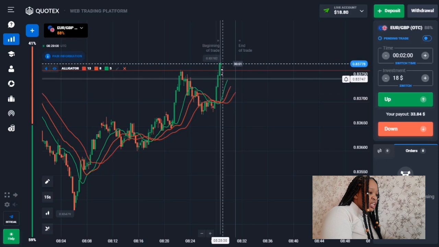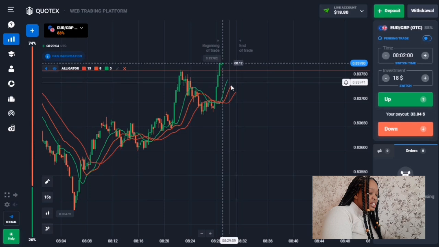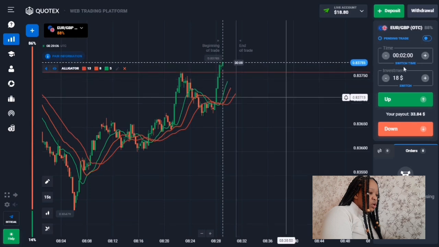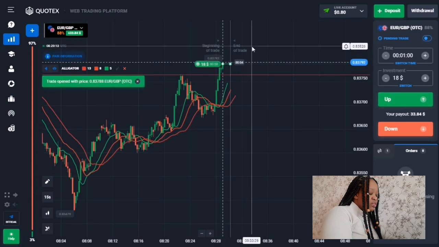Well, this is the beginning of the breakout of the level of resistance, and the intersection happened. So I'm opening a 1 minute trade upwards and wait for the results of this trade.